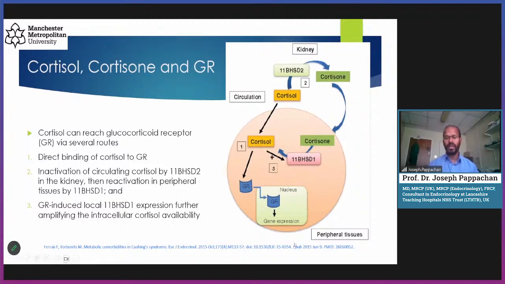Increase the gene expression in the effector organs. Cortisol is converted to cortisone, and it's the loop we can see. So cortisol binds to the glucocorticoid receptors. Inactivation of the circulating cortisol by 11-beta hydroxysteroid dehydrogenase 2 occurs in the kidney, and reactivation in the peripheral tissues, as shown in the diagram. So glucocorticoid receptor-induced local activation can also occur, increasing the intracellular cortisol availability.